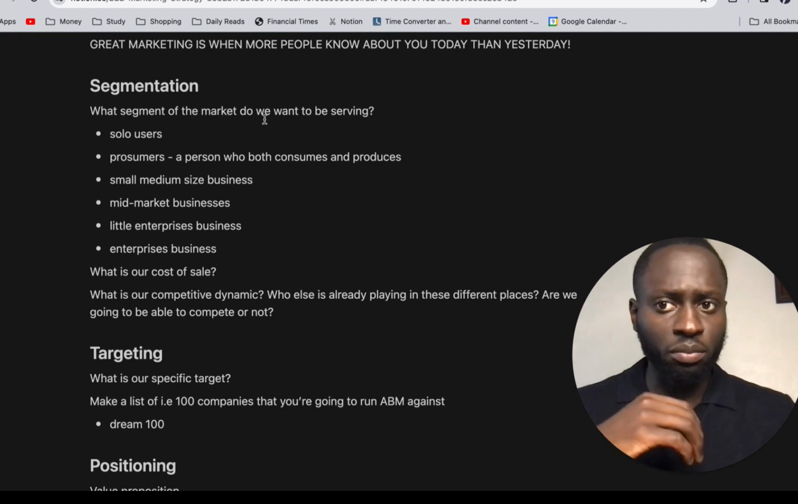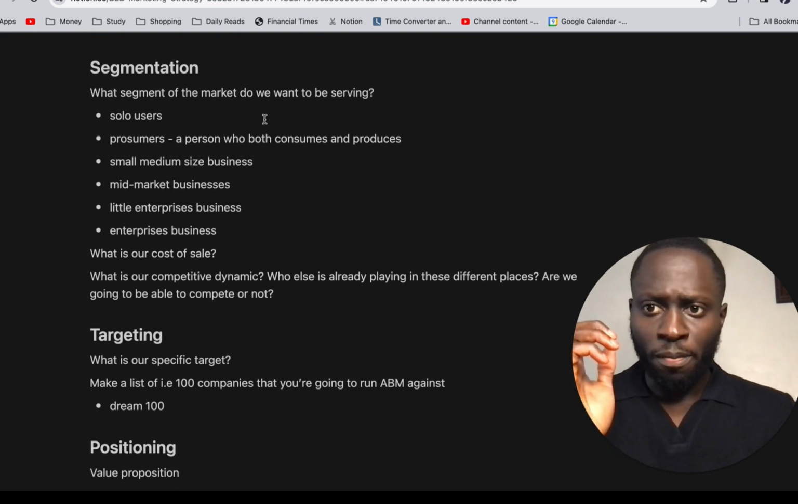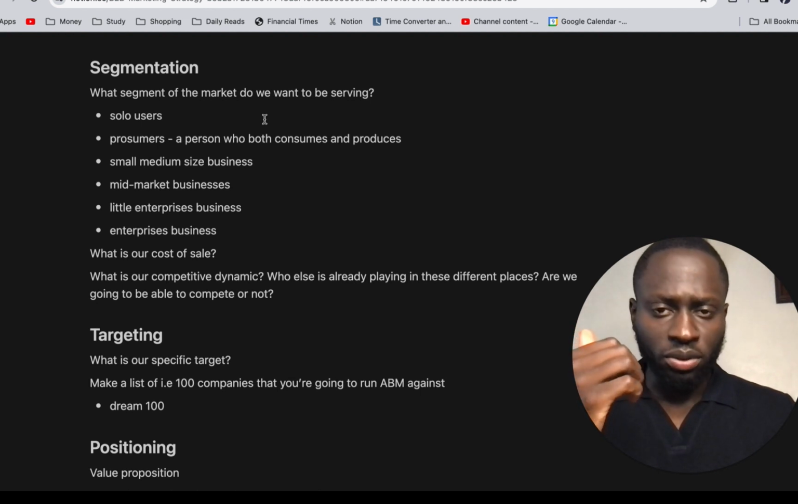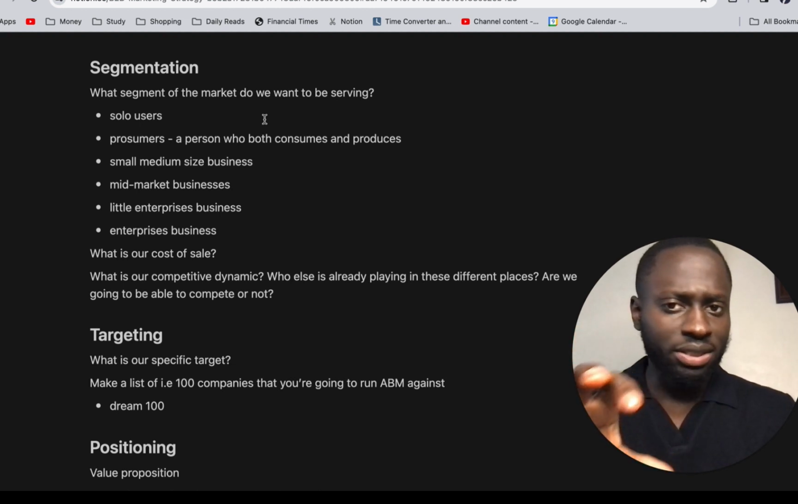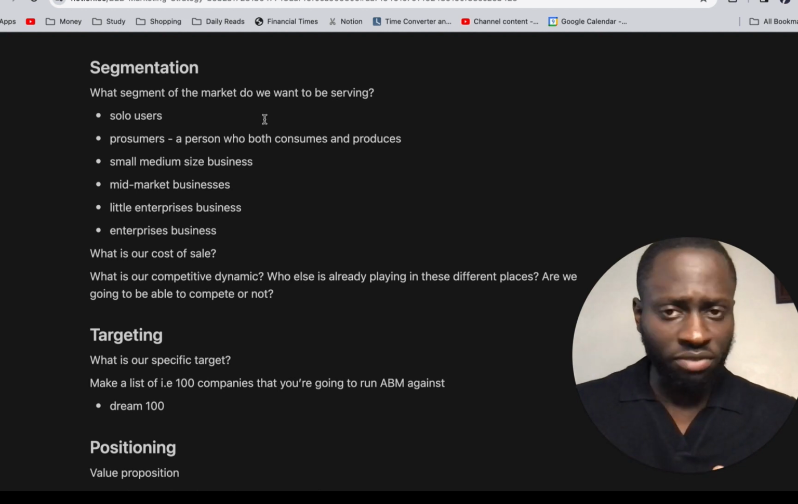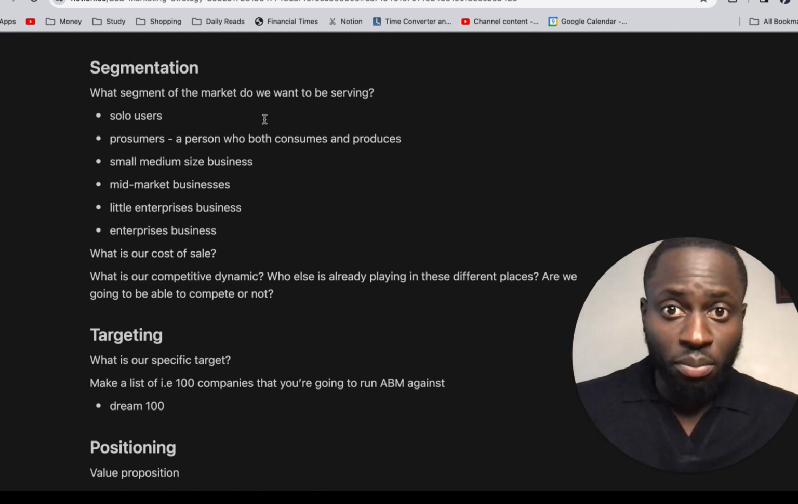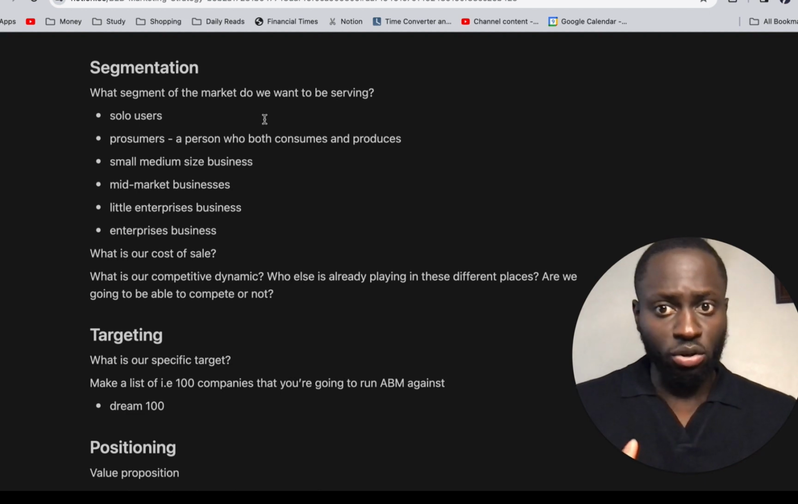So the first thing you want to do before we actually go into the crafting of the ICP when it comes to B2B is you want to understand and implement segmentation. So you want to identify what segment of the market you want to be serving. If you're in the B2B space, and this is predominantly tailored around SaaS marketing strategy, maybe you're a SaaS founder, or maybe you're starting a platform or an app type of business and you're servicing businesses, this is something that could also help you, and that you could also utilize.